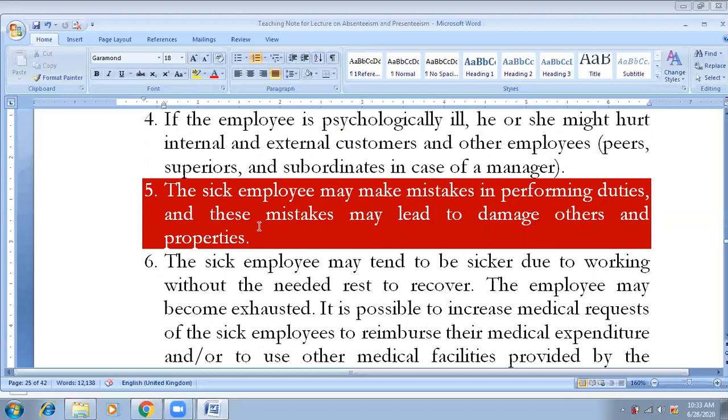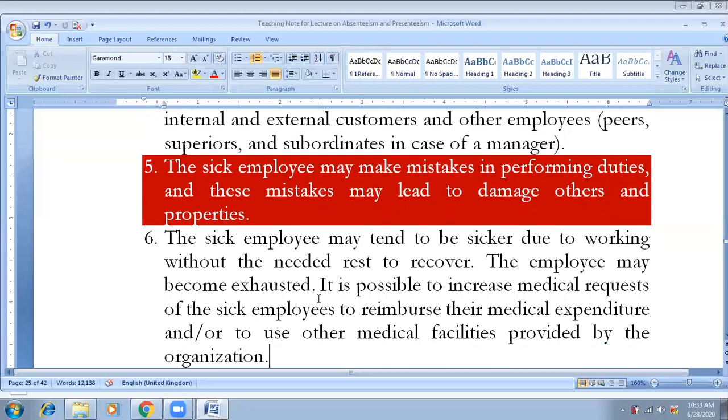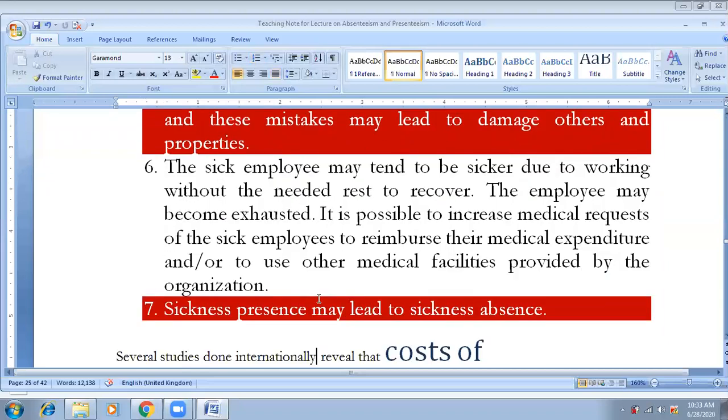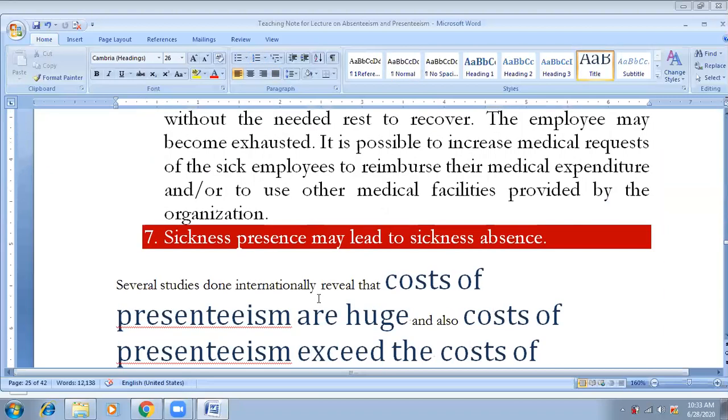The sick employee may make mistakes in performing duties. Then the sick employee may tend to get sicker due to working without the needed rest or recovery. The employee may become exhausted, and there is an increase in medical expenditure. Sickness presence may lead to sickness absence.